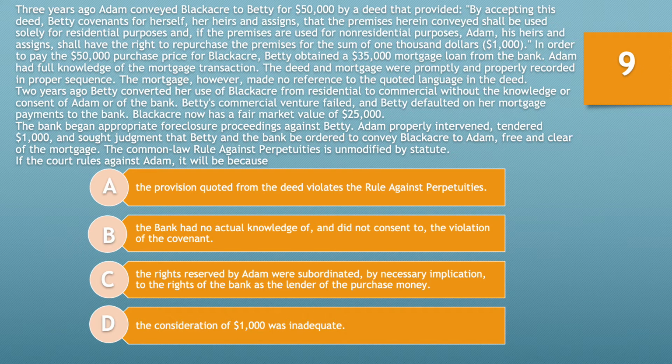The common law rule against perpetuities is unmodified by statute. If the court rules against Adam, it'll be because A, the provision quoted from the deed violates the rule against perpetuities. B, the bank had no actual knowledge of and did not consent to the violation of the covenant. Or C, the rights reserved by Adam were subordinated by necessary implication to the rights of the bank as the lender of the purchase money. Or D, the consideration of $1,000 was inadequate.